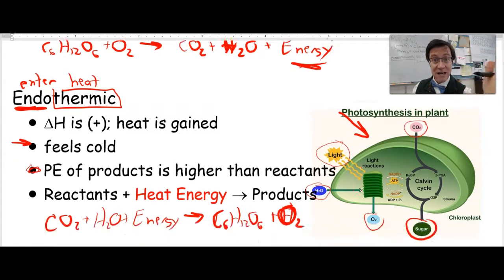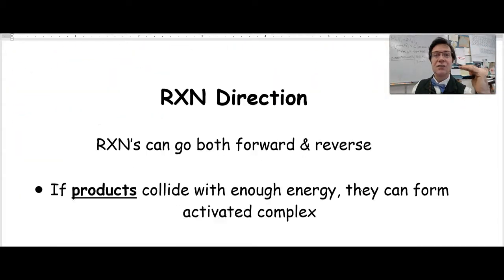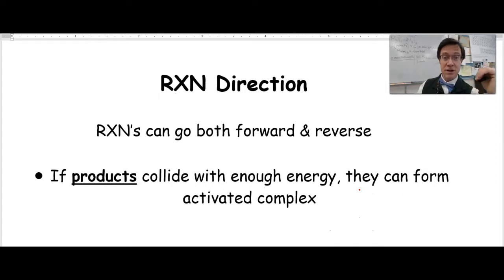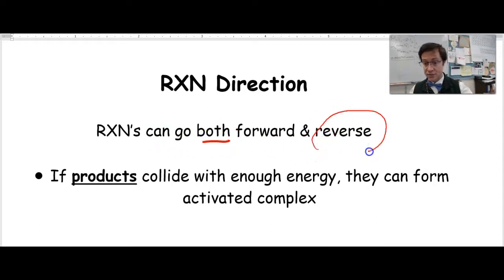It's reversible, right? So in certain conditions, reactions can go in the reverse direction. They can go both forward and reverse, and this is how we get this weird thing called equilibrium. Now, how does it happen? It happens if the products collide with enough energy and the proper spatial orientation and form the activated complex.